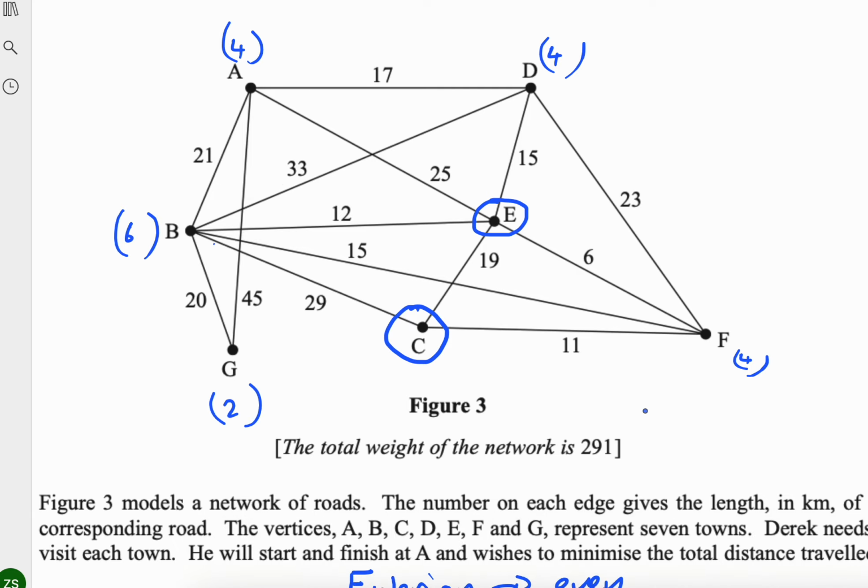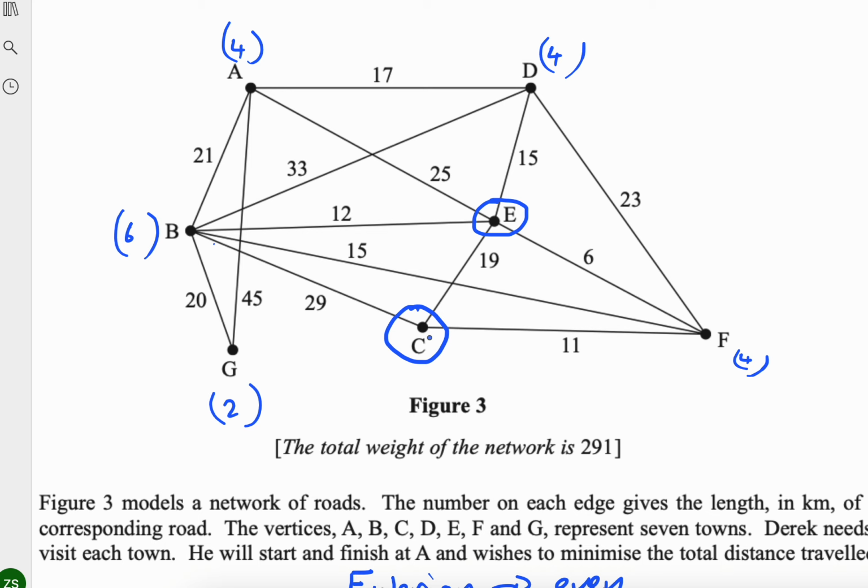We need to make it Eulerian. That means we need to connect C and E. Does that mean we need to do a straight line connecting C and E? No. We want to find the shortest distance. If we go this way, then that's going to take us 29, right? And going direct is 19, so definitely not the 29 route. So what is the other route we can take? E to F, then F to C.